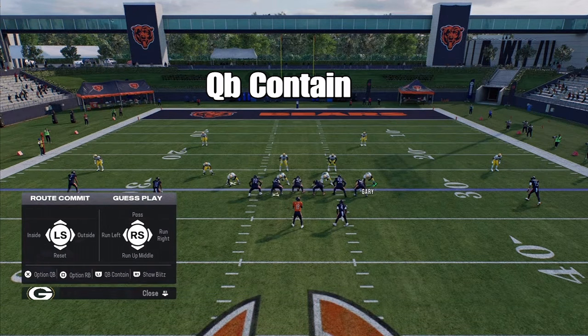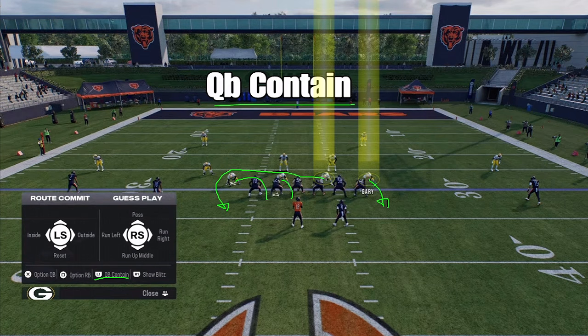So what I mean by QB contain: when you select a stunt, more so the pirate stunt, if you select quarterback contain after you have the stunt on the field, they will take a different approach in how they rush the quarterback. It's really the contain players. So in the pirate stunt, these are your contain players. You see how it's a little bit different, because I'm the one looping around and I'm the one responsible for being disciplined in containing the quarterback in the pocket.